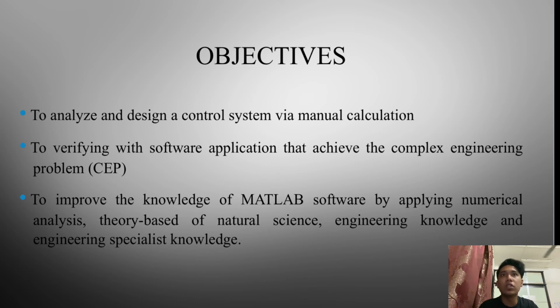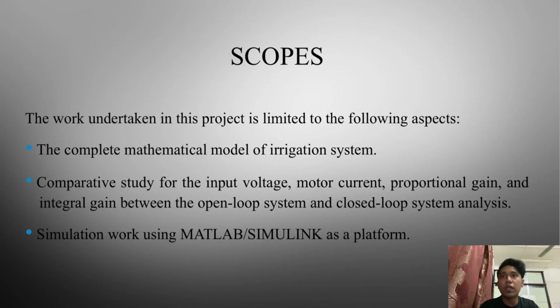achieve the complex engineering problem, to improve the knowledge of MATLAB software by applying numerical analysis, theory based on natural science, engineering knowledge, and engineering specialist knowledge. Scope: the work undertaken in this project is limited to the following aspects: the complete mathematical model of the irrigation system, comparative study for the input voltage, motor current, proportional gain, and integral gain between the open loop system and closed loop system analysis. Simulation work using MATLAB Simulink as a platform.